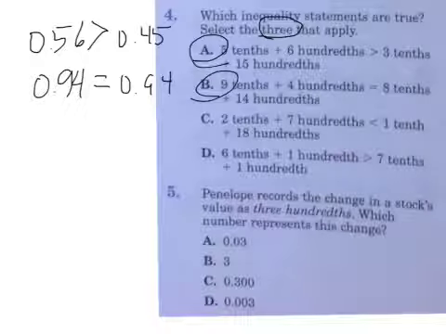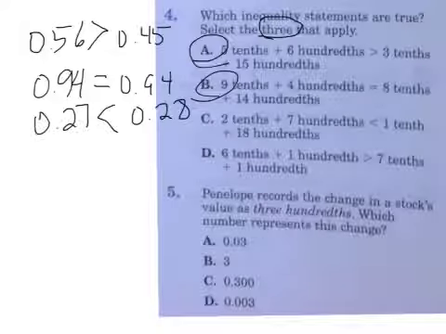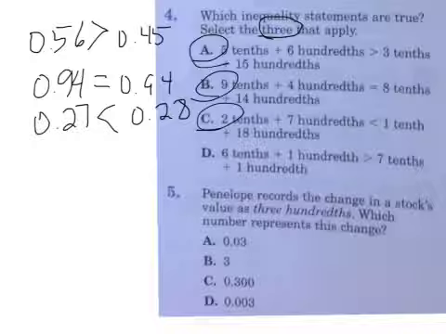Let's look at C. So C, we have 2 tenths plus 7 hundredths. So this is going to be written as 0.27. And this is saying that this is less than 1 tenth plus 18 hundredths. So when we have 1 plus 1 is going to give us 2. So we're going to have 0.28. And this is correct. So we don't need to do number 4 because we know we got A, B, and C. So let's go ahead and go to number 5.